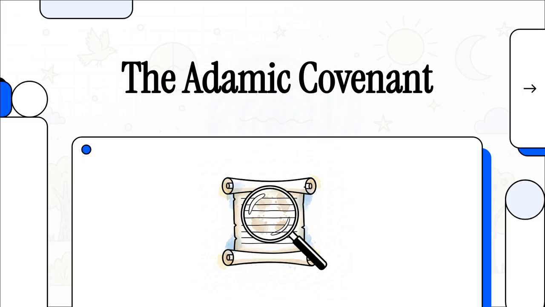We're going to strip away our modern assumptions and unpack the incredibly rich, raw data found in the text itself. To do this, we're relying on Dr. Jeffrey Niehaus's analysis of the Adamic covenant, utilizing a strictly objective textual reading. Let's see what the ancient data actually reveals when we look really, really closely.